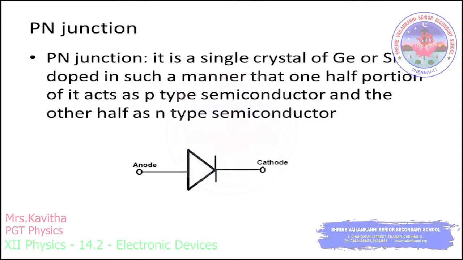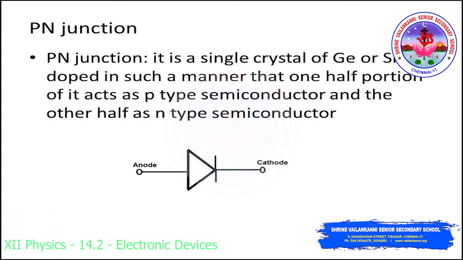Continuation of semiconductors: the p-n junction. What is a p-n junction? We'll see. It is a single crystal of germanium or silicon which is doped in such a manner that one half portion of it acts as a p-type semiconductor and the other half acts as an n-type semiconductor.